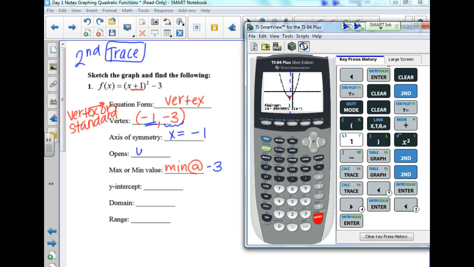The parabola opens up. That should be easy. You should see that on the calculator.